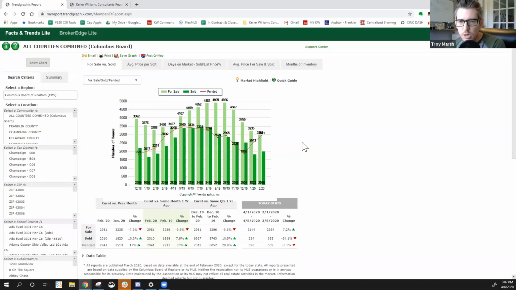All right, so just the quick thing. The first thing that you're going to want to look at, so you can see this says for sale versus sold up here. Basically what this graph is showing us is the light green lines are the for sales, the dark green are the solds in each of these given months. The standard goes back 15 months, and then the red line are the pendings or in contract. Now, obviously you see seasonality in this graph, right?